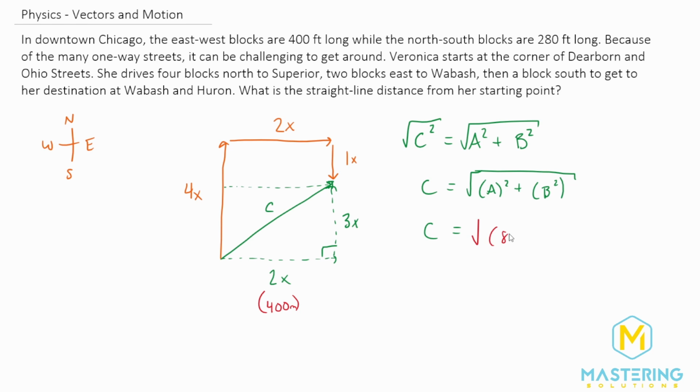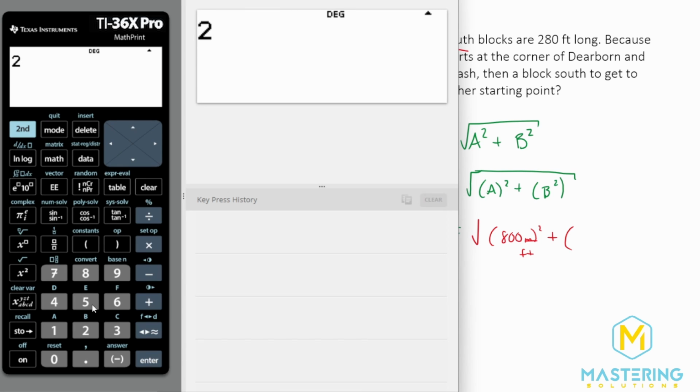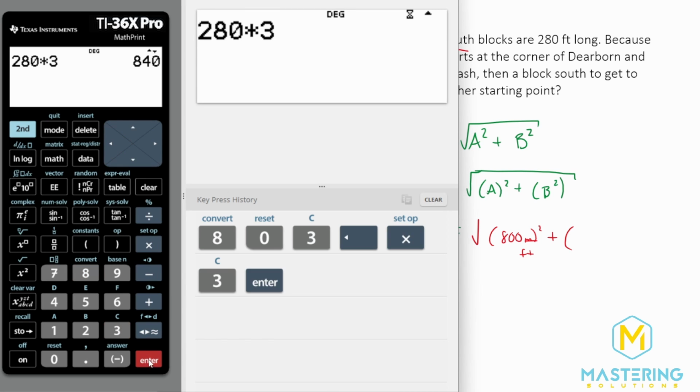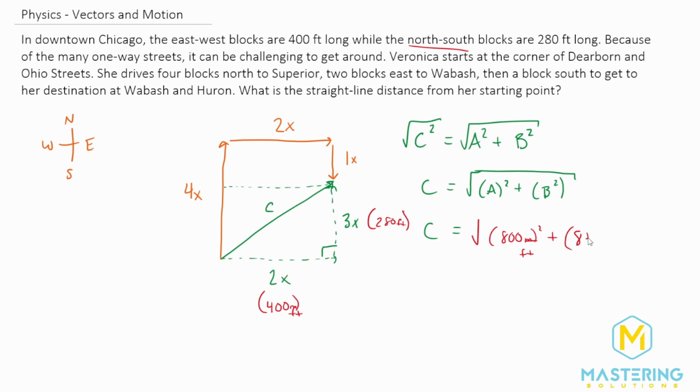So the square root of 800 squared plus, the north-south blocks are 280 feet long. So 3 north-south is 3 times 280 feet. I said this was meters, it's feet. Okay, so we have 280 times 3. So what is that? 280 times 3, yeah, 840. Okay, so now 840 feet squared.